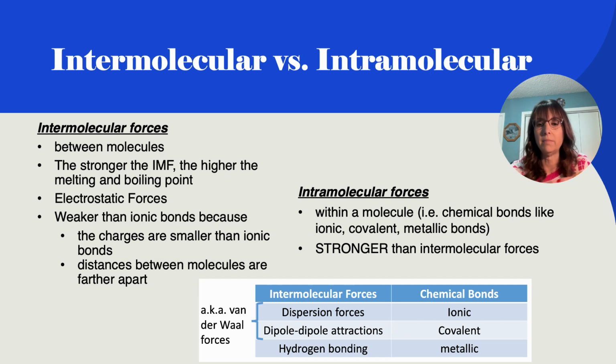Intramolecular are within a molecule. An intra-highway is a highway that's only in your state. So an intramolecular force is what is holding an actual molecule together, like ionic, covalent, and metallic bonds. Obviously, these are much, much, much stronger than intermolecular forces. And you can see in that little category down there, we've got 3 chemical bonds: ionic, covalent, metallic, and intermolecular forces, and we'll talk about these: dispersion forces, dipole-dipole, and hydrogen bonding. And a lot of times we lump the first 2 together and just call them the van der Waals forces.